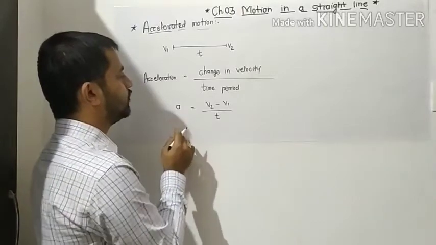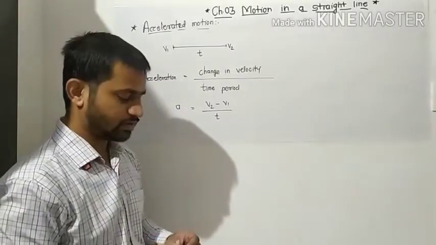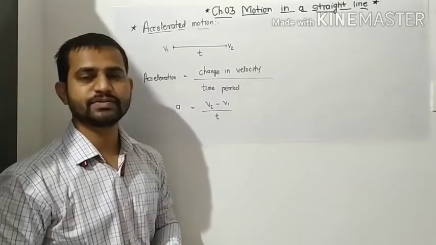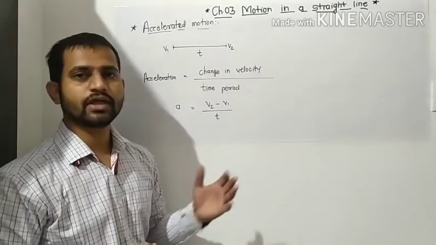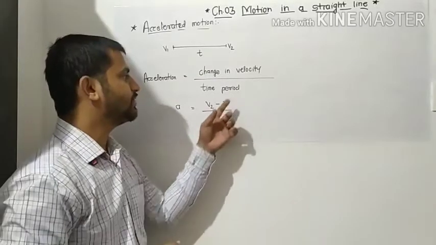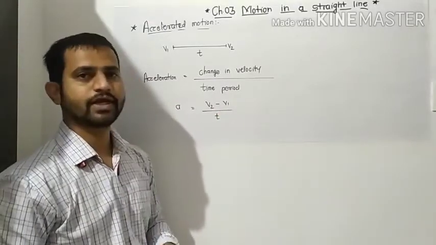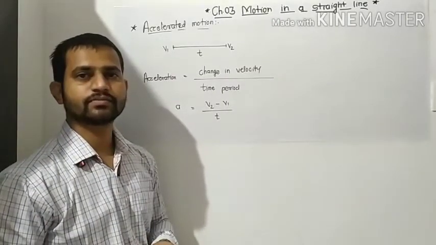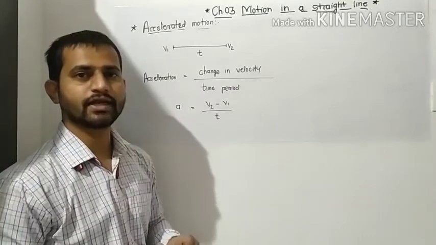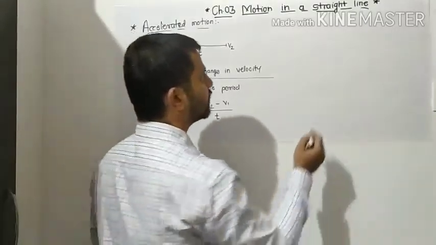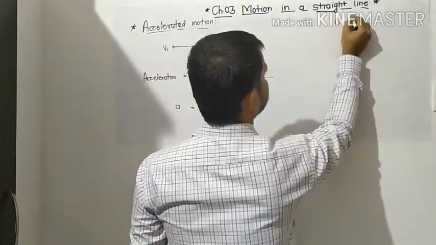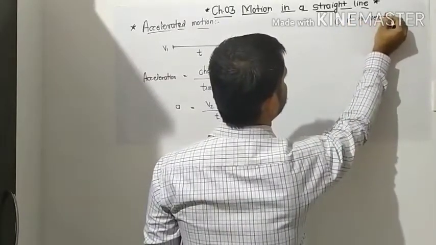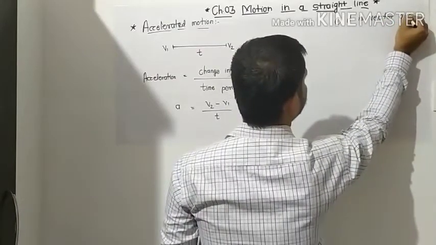Which are the specifications of the acceleration? Because the acceleration is given by change in velocity upon the time t, and it is given by the symbol a. But which are the specifications? With respect to the velocity, we can say that the acceleration is a vector quantity. That is the first one, it is a vector quantity.